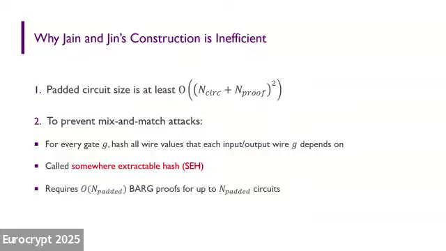However, Zhang and Jun's construction still cannot achieve a satisfactory efficiency, as we emphasized before. This is partially due to their inefficient padding algorithm, which requires quadratic time. Another reason is that in order to prevent a mix and match attack, they have to hash all the directly and indirectly dependent wires of each gate G. To do so, they used a primitive called somewhere extractable hash and require unpadded BUGs, each for up to unpadded circuits. This incurs another quadratic complexity.